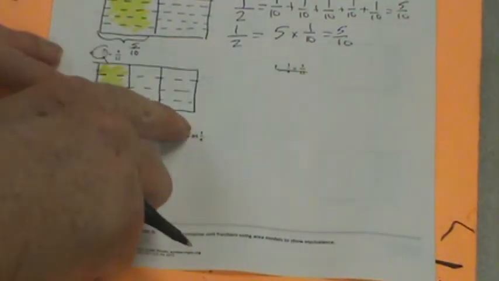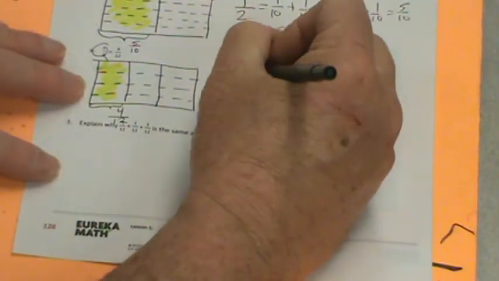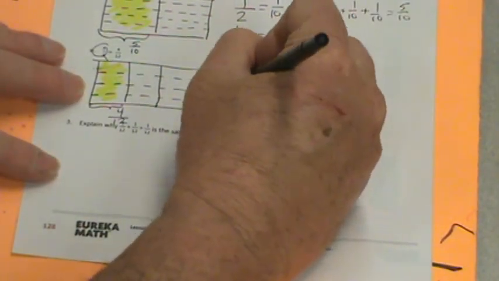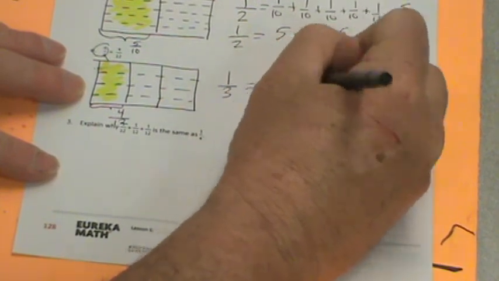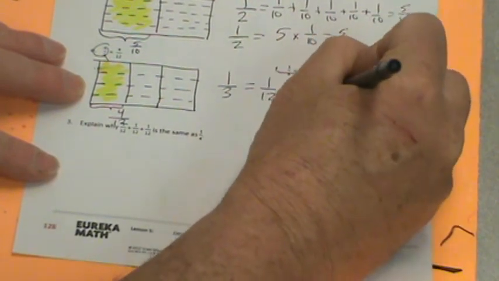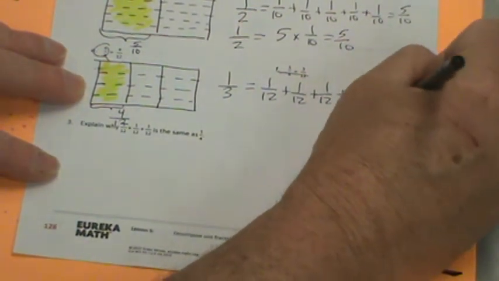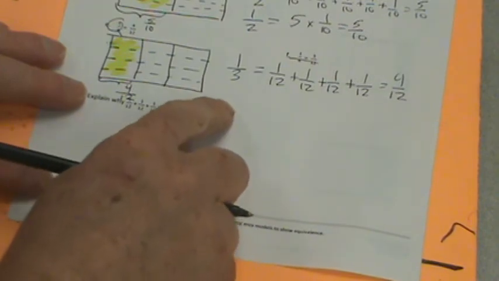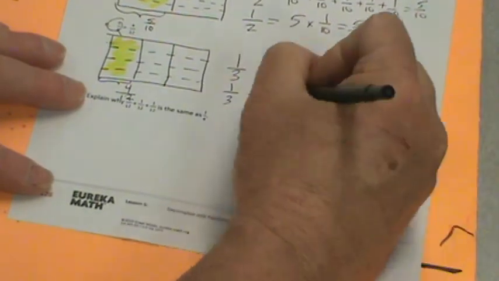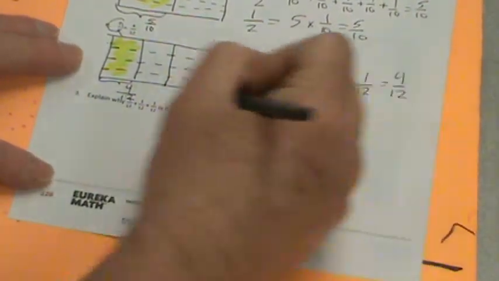There's 1, 2, 3, and 4. So now I have 1, 2, 3, 4 out of 1, 2, 3, 4, 5, 6, 7, 8, 9, 10, 11, 12. I have 4 out of 12. They're equivalent. So I will say 1/3 equals 1/12 plus 1/12 plus 1/12 plus 1/12. And that equals 4/12. And then we can go on to show that 1/3 equals how many times 1/12? 1, 2, 3, 4. 4 times 1/12. And we're not doing number 3. And there you have it.